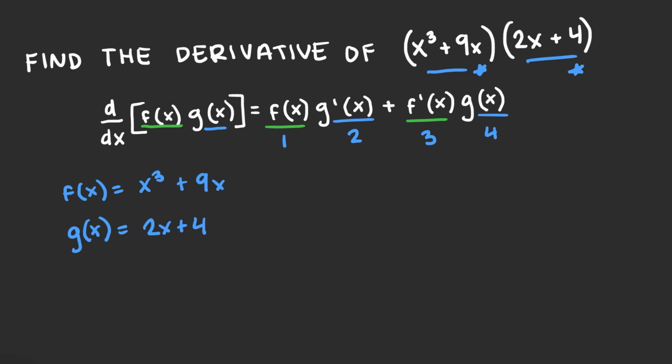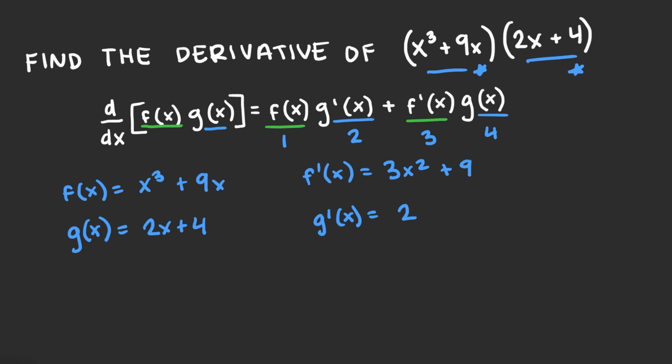Okay, and now for part 2, we need the derivative of g of x. And for part 3, we need the derivative of f of x. So if we start with the derivative of f of x, we would get 3x squared plus 9. And for the derivative of function 2, g of x, it would be just 2.